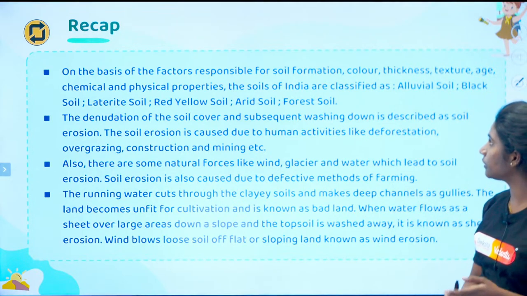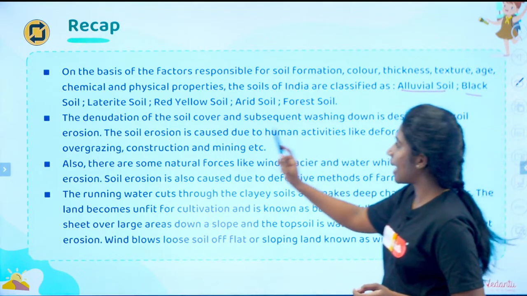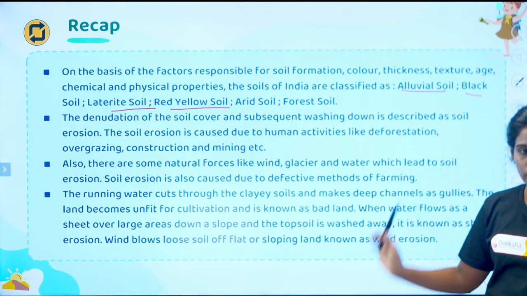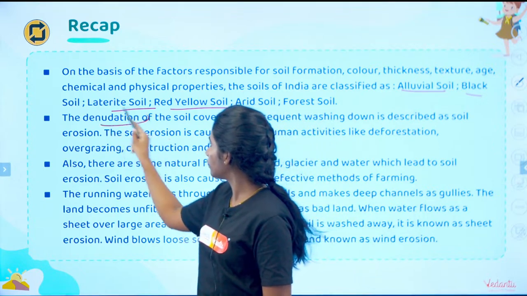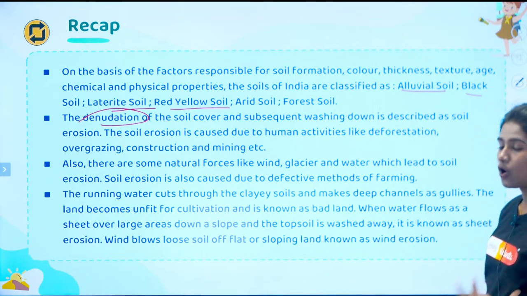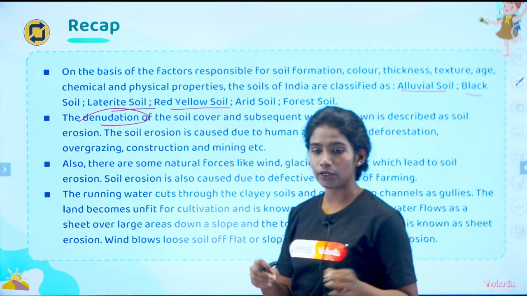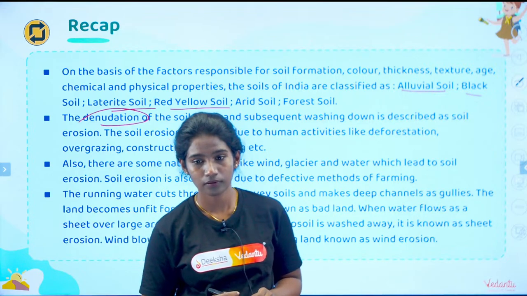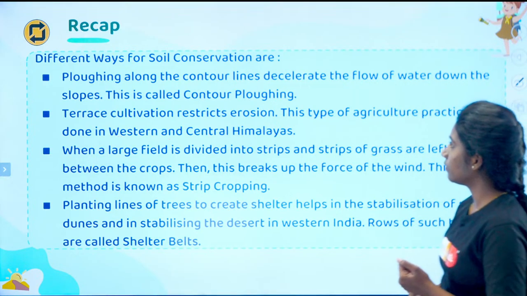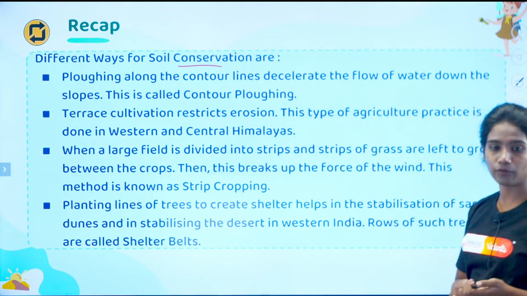And after that, we started with soil resources, wherein we studied different types of soil: alluvial soil, black soil, laterite soil, red soil, red and yellow soil, arid soil, and also forest soil. And then we spoke about denudation of the soil, and soil erosion, the causes of soil erosion, and how we can overcome soil erosion, right? These topics were discussed in this particular session. Okay, clear with that? Fine. And these are the methods by which we can overcome soil erosion, the soil conservation methods. We studied these as well.